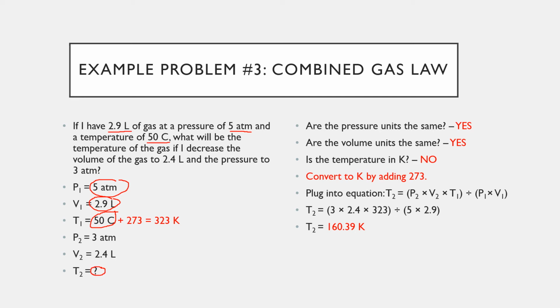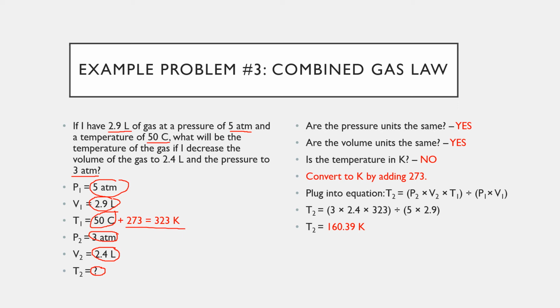If I decrease the volume of the gas to 2.4 liters, again, liters is a volume, and the pressure to 3 atm. Okay, so here's your second pressure. Are the pressure units the same? Yes, they're both in atm. Are the volume units the same? Yes, they're both in liters. Is the temperature in Kelvin? No. So we have to add the 273 to get it into Kelvin.